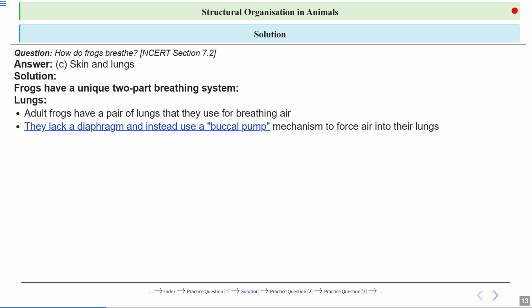Instead, they have the buccal pump. This buccal pump is present just below the buccal cavity, and it forces air into their lungs. Air is pushed into the lungs by lowering the floor of the mouth and closing the nostrils. At that time the nostrils get closed, and whatever air is present inside the buccal cavity gets its passage to move inside the lungs.